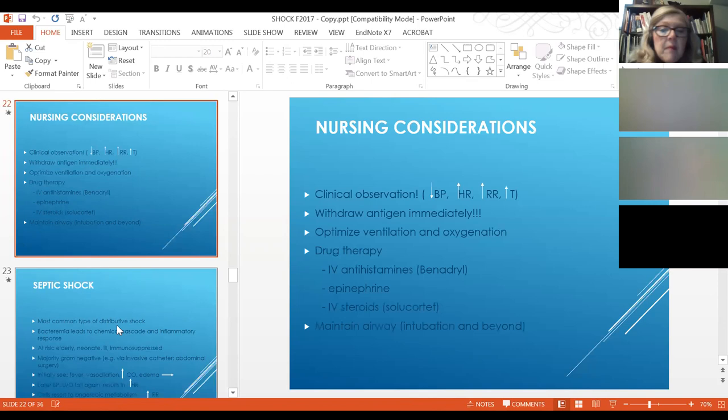This patient receives an epinephrine injection. We would give epinephrine sub-Q, sometimes IM, but typically sub-Q. Never IV. We never give epinephrine IV to a beating heart. That would be the wrong thing to do. And then IV steroids to decrease the anaphylactic reaction.